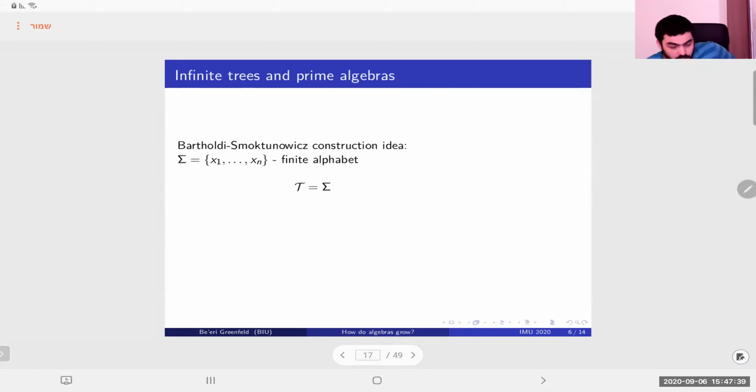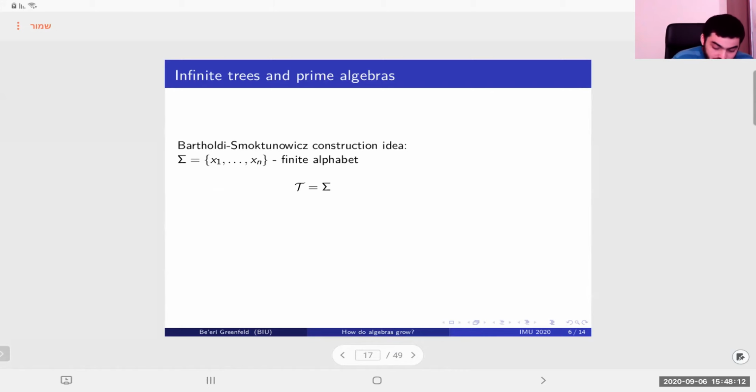Okay, I want to briefly sketch for you the idea behind the construction of Bartholdi and Smoktunowicz, because we're going to take it a few steps further. What they did is to start with some finite alphabet and construct some kind of a generalized infinite tree. It's actually a collection of uncountably many infinite words, which can be thought of as geodesic arrays in some infinite tree. So I'll tell you how they do it.